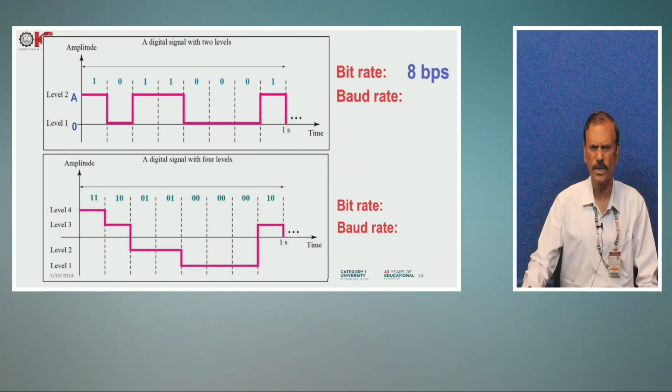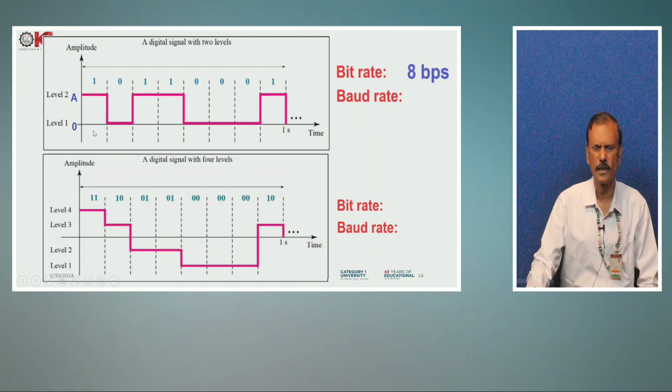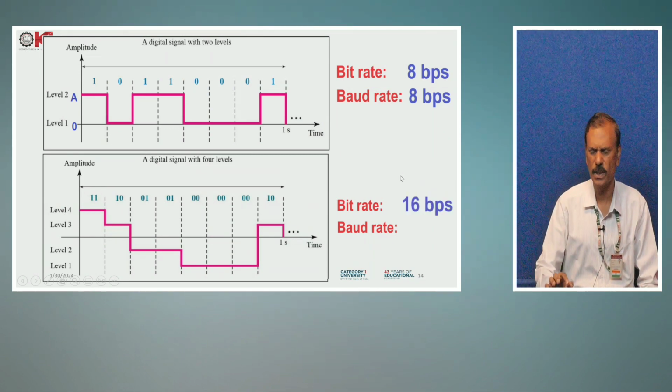For each bit, a sinusoidal signal is the element we are transmitting, so the baud rate is also the same thing: fb by N, where N is 1 here, since each signal carries either 0 or 1. Whereas in the second case the number of levels is 4, it is 4-ary, so in each pulse signal we are transmitting 2 bits. So the bit rate, with bits like 1 1 and 1 0 0 1, is 8 into 2, that is 16 bits per second.